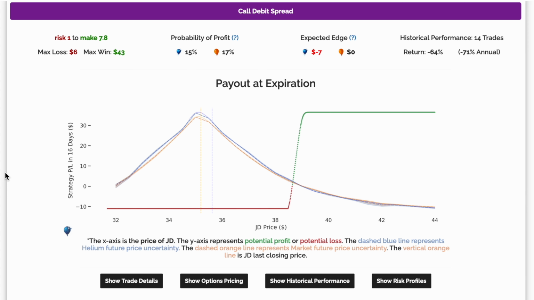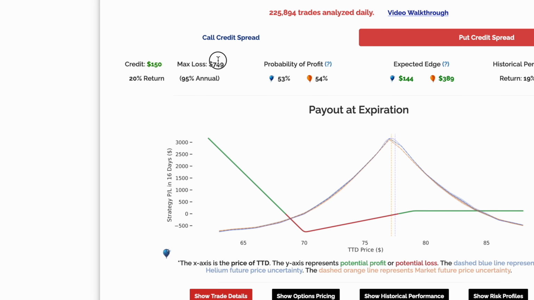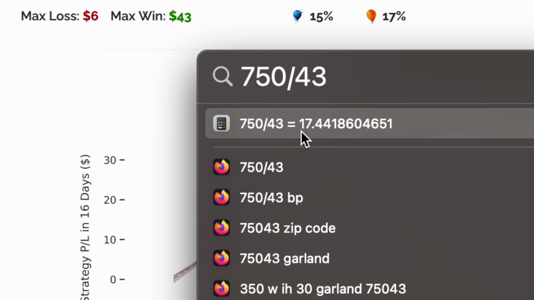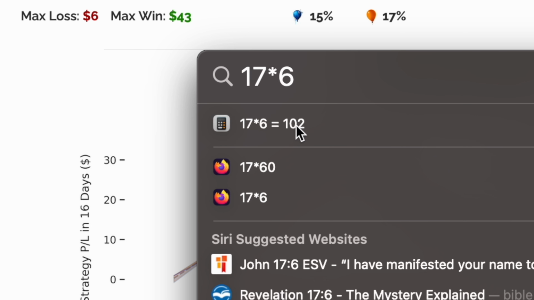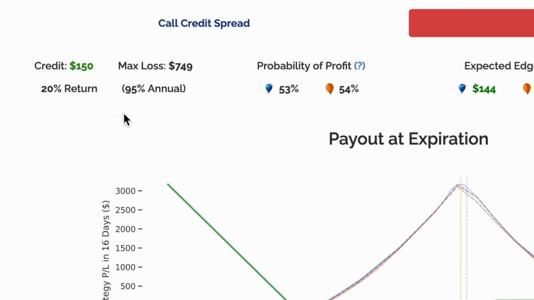Since this cheap hedge is risking $6 to make $43, we can scale this trade up for more downside protection. To hedge the full max loss of the original trade, $750, we could scale this trade up 17 times. However, scaling up 17 times would cost $102, which would significantly eat into our profits because in our original trade, we only collected a credit of $150.